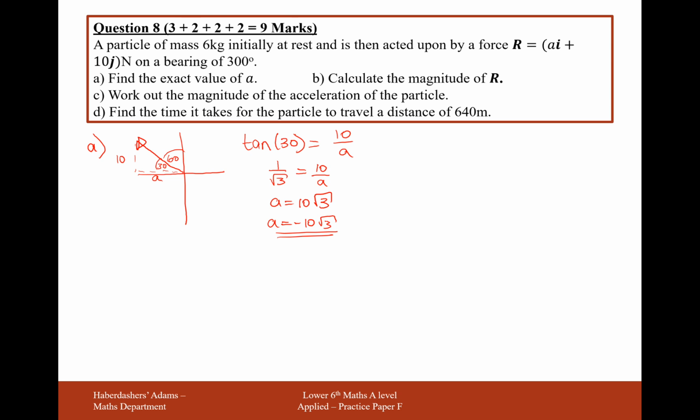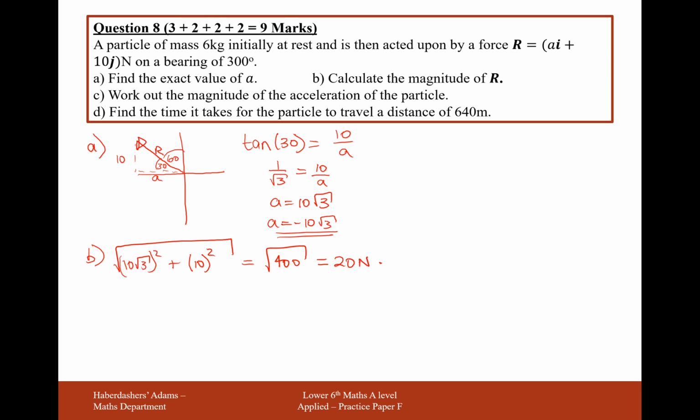Okay. Part B is calculate the magnitude of R. Now we did that a little bit earlier in the paper. The magnitude R is effectively going to be the Pythagoras distance on this force arrow here. So it's going to be 10 root 3 all squared, add another 10 squared, and that's going to give us the square root of 400, so that's going to be 20 newtons.